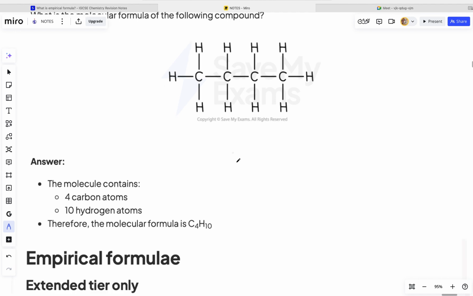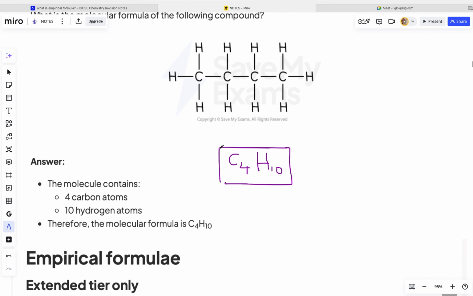So we can simply write the molecular formula. There are 4 carbon atoms, I write C4 and H is 10, so I write H10. This is butane in organic chemistry. So this is the molecular formula. This will be the molecular formula.